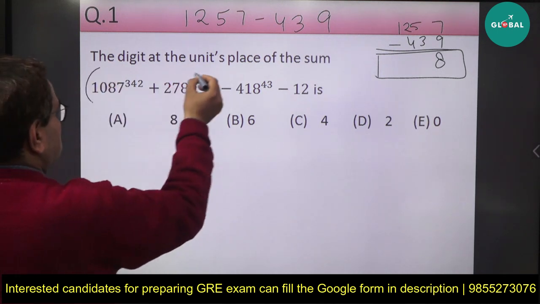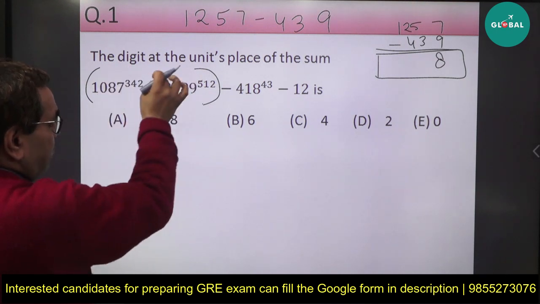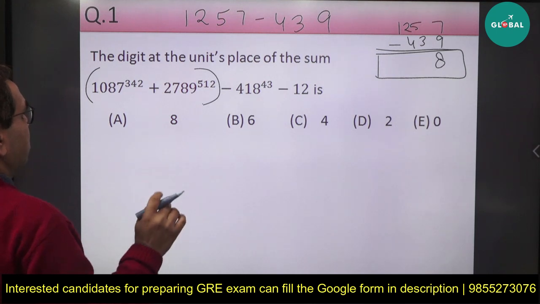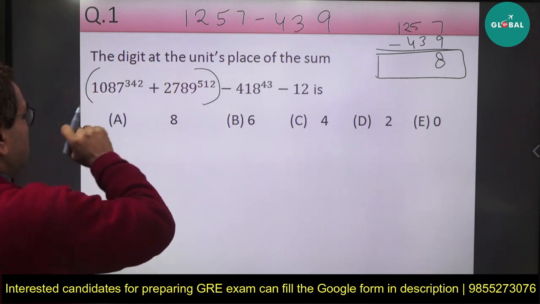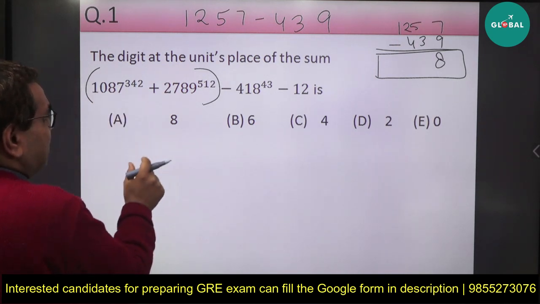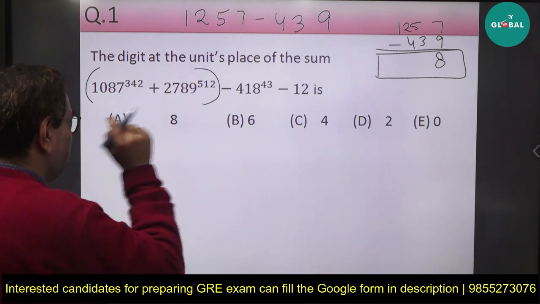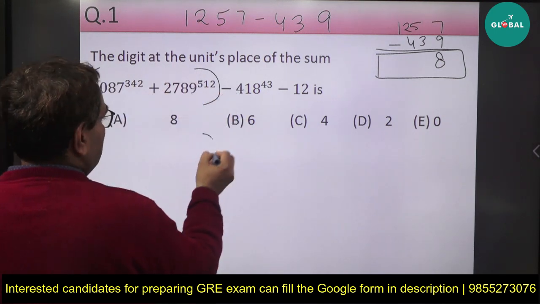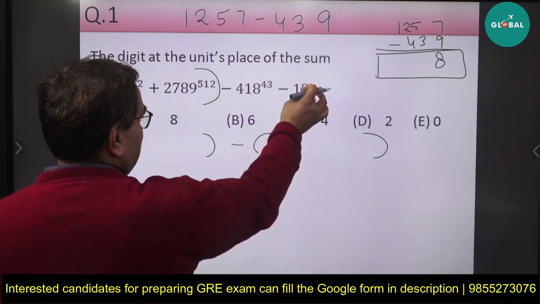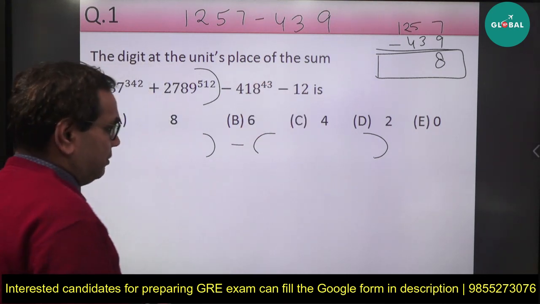We can combine these two. The digit at the unit place of both the numbers can be added together, then we will get a single number. So we will find the digit at the unit place of this, the digit at the unit place of this, and then we will add the two digits so that we get the digit at the unit place of this sum. Then we can take minus common. So this sum minus the digit at the unit place of this plus the digit at the unit place of this. These two terms can be added inside the bracket.